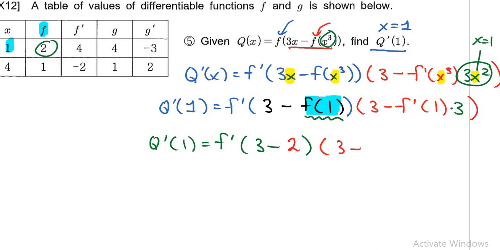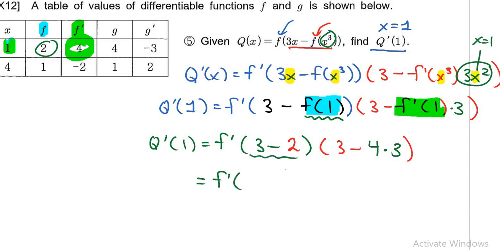And then I'll use my red marker now. 3 minus. Now ask yourself, what is f prime of 1? Well, here's f prime, there's 1. F prime of 1 has a value of 4. So this is going to be 4 times 3. And then I'm going to close the bracket. Okay, let's move on to the next line here. So this will be f prime of, well, 3 minus 2 is going to be 1. Times, well, 3 minus 4 times 3. Well, 4 times 3 is 12, and 3 minus 12 has a value of negative 9.